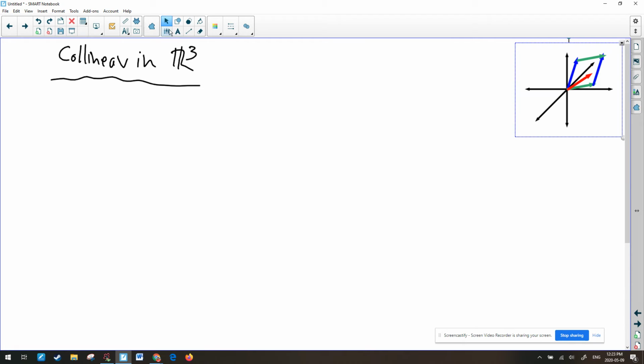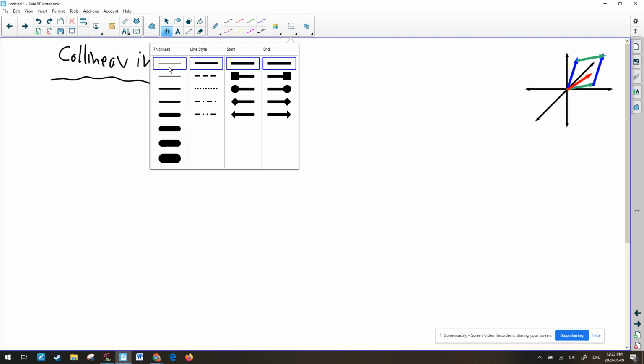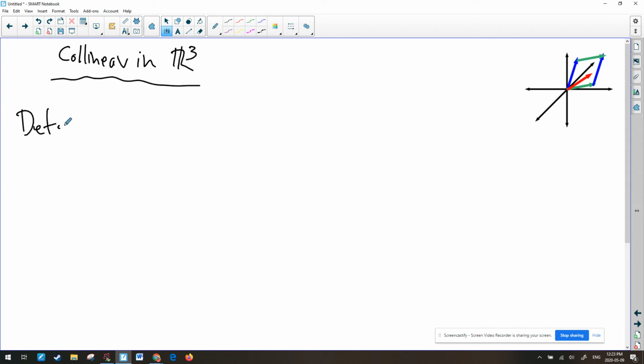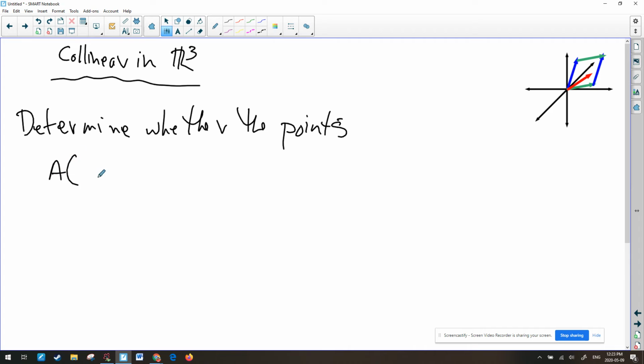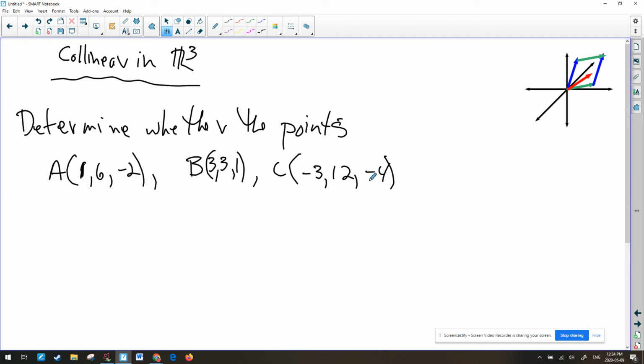So, collinear in R3. I'm just going to jump into the examples here. What we want to do is determine whether the points A at (1, 6, -2), B, which is (3, 3, 1), and C, (-3, 12, -4), are collinear.